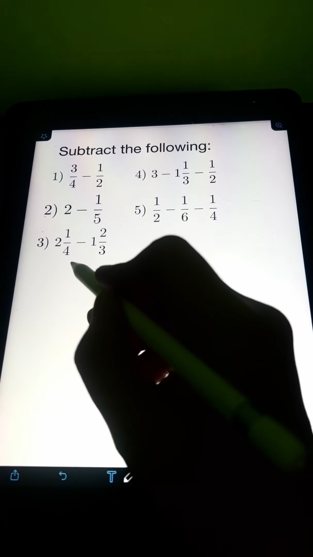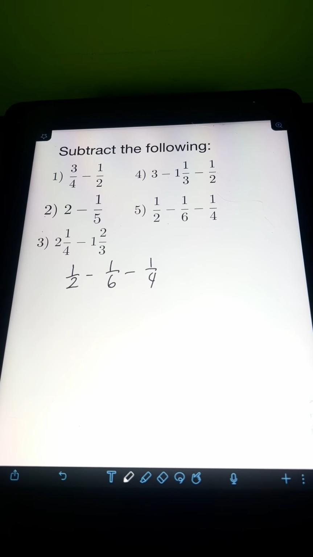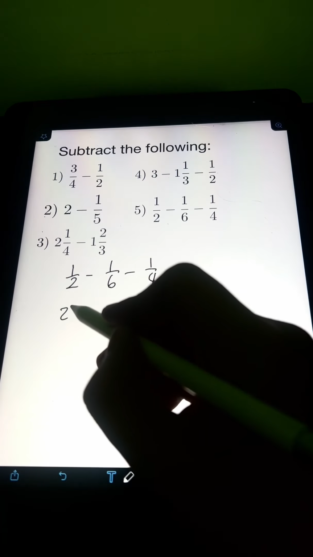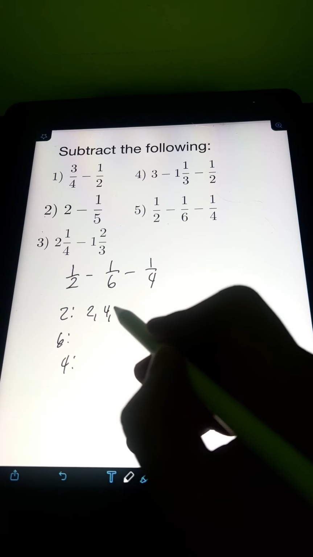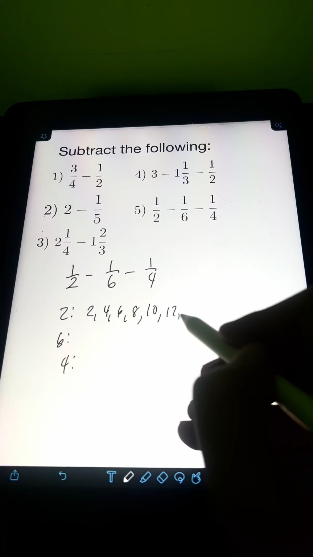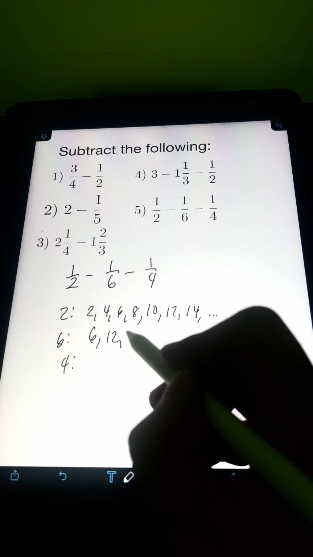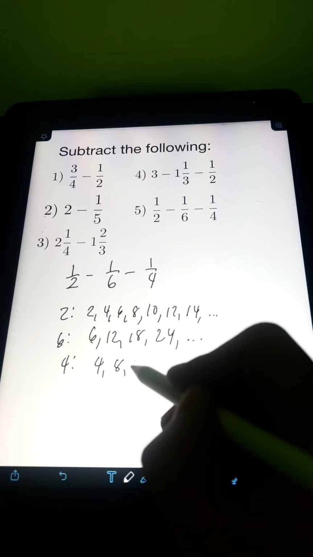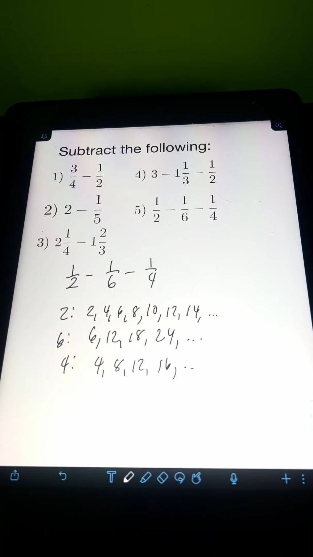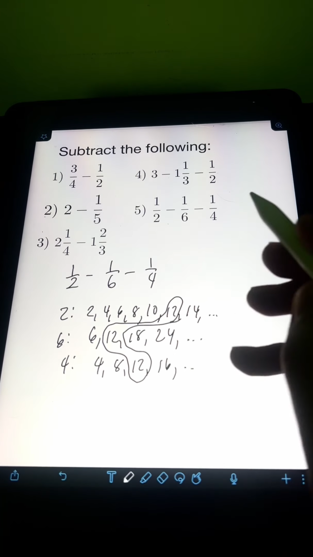Next, for number 5, we have 1/2 minus 1/6 minus 1/4. So we're just subtracting 3 fractions, so they are dissimilar. So let's find the LCD. So list the multiples of 2, 6, and 4. For the multiples of 2, we have 2, 4, 6, 8, 10, 12, 14, and so on. Then for the multiples of 6, we have 6, 12, 18, 24, and so on. For the 4, we have 4, 8, 12, 16, and so on. So the first common multiple that appears is 12. So the LCD will be 12.